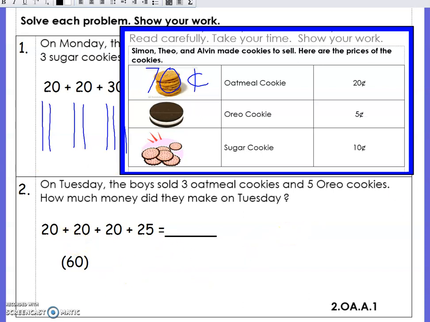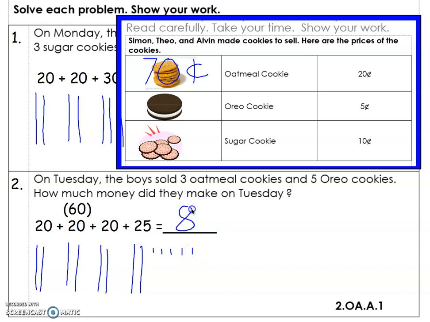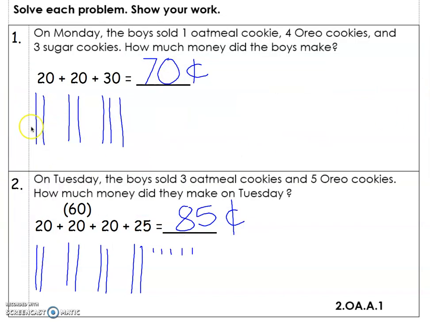So if you want to keep the 60 there, you may, but if not, we can go ahead and draw out all of our 10s again. So I have 20, 20, 10, 20, 10, 20, 21, 22, 23, 24, 25. And then we can go ahead and start counting them off. So I know that I have 10, 20, 30, 40, 50, 60, 70, 80, 81, 82, 83, 84, 85. So they made 85 cents on Tuesday.